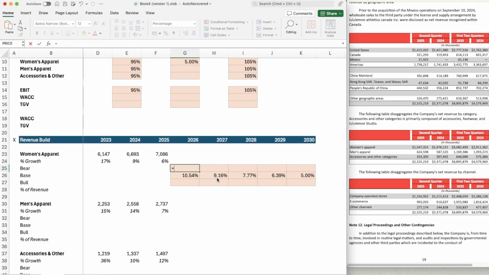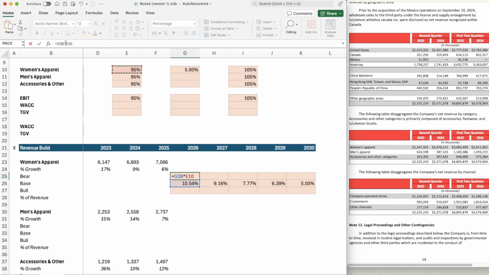Now we do multiplied by, I think it's E10 for the bear. And always lock this cell in because we're going to copy it across and we want it to always be using this cell rather than moving across with it. And we just put I10 here. But it needs to be G26. There we go. Perfect.